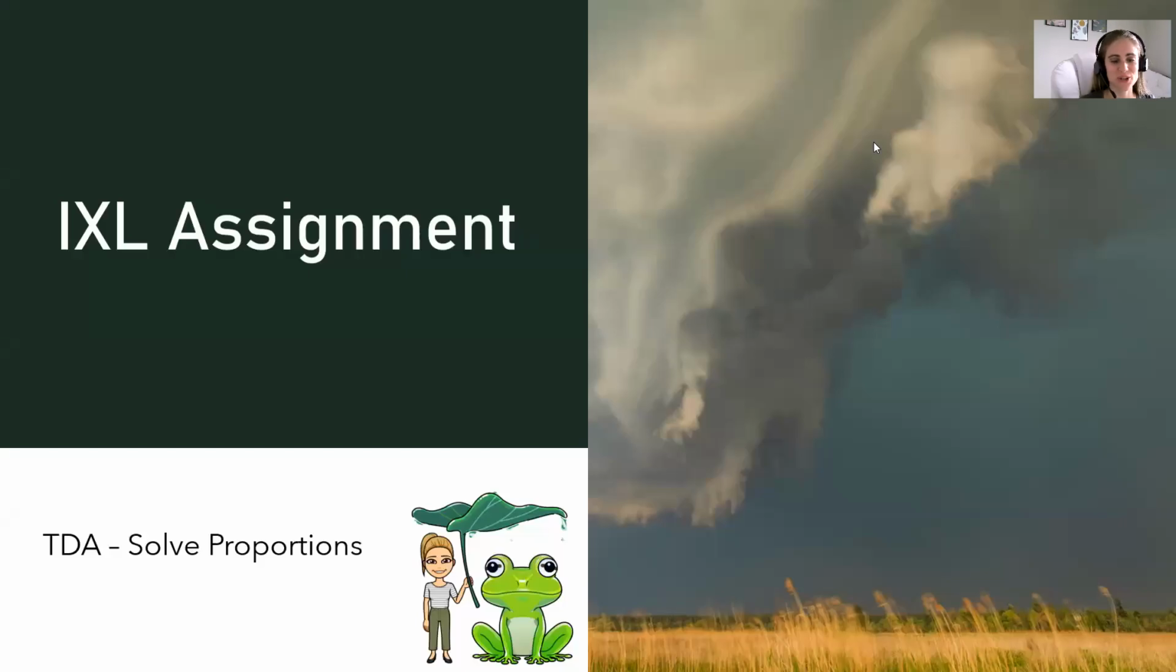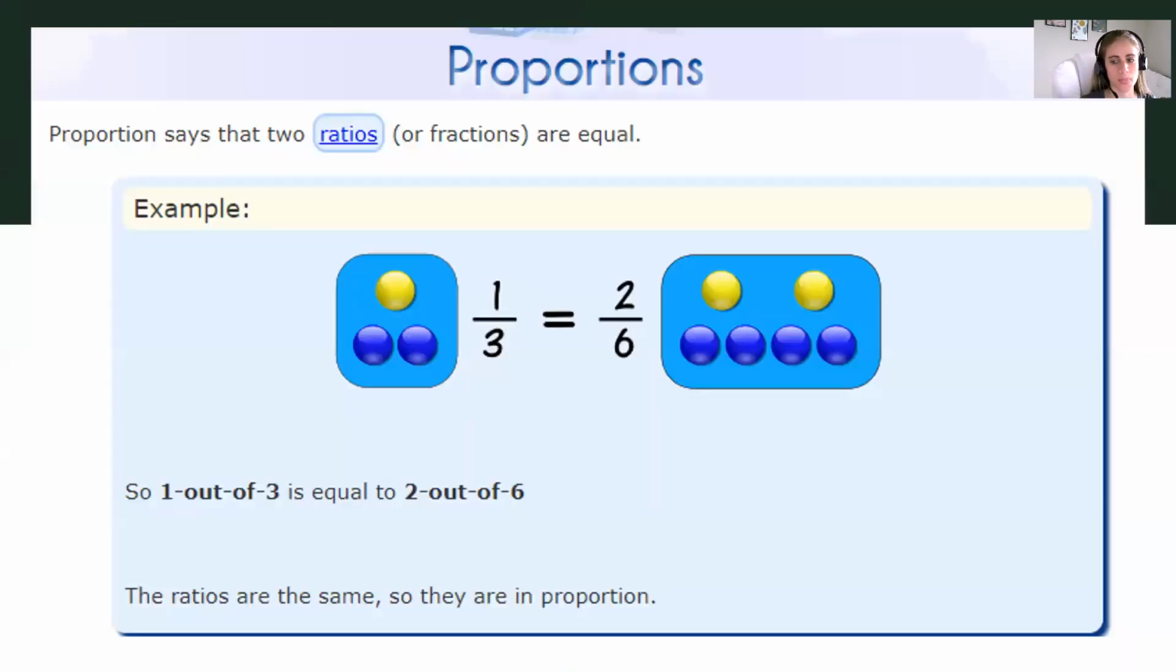Hello everyone, today we're going to go through the IXL assignment TDA, solving proportions. First, let's refresh our memory on what a proportion is. A proportion is a statement that says two ratios are equal to each other. Remember, a ratio is the comparison of two quantities, so the comparison of two amounts of something.